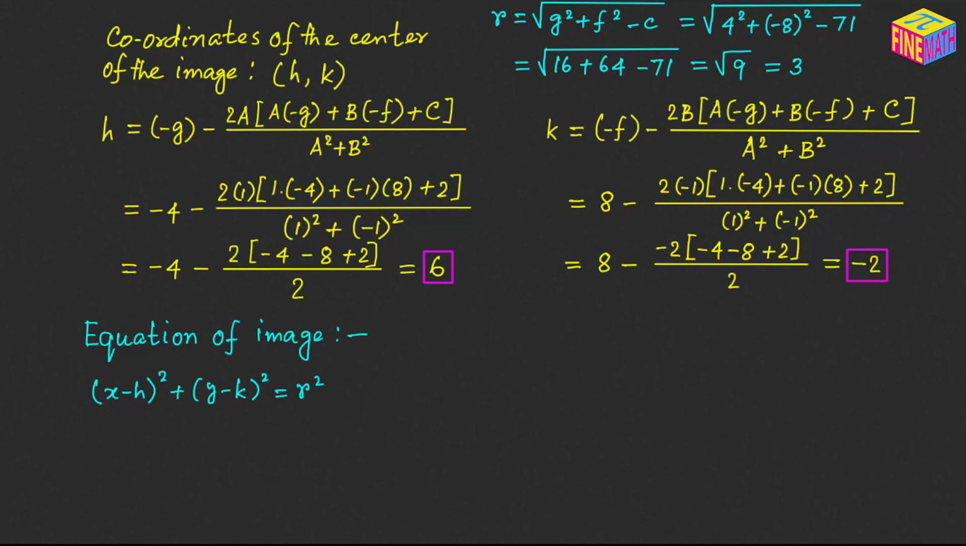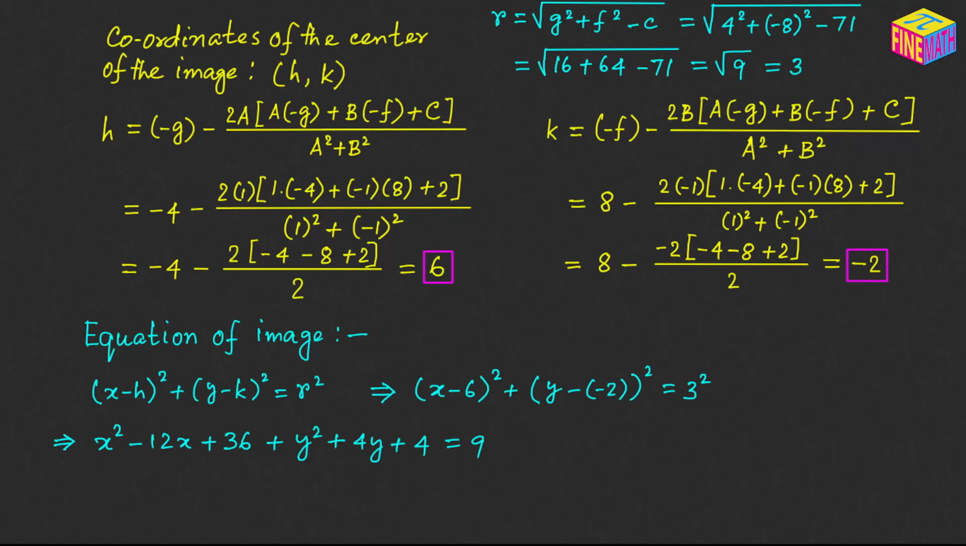We are going to use the general form of the equation of any circle, which is (x − h)² + (y − k)² = r², and here let's plug in the values of h, k and r. So the equation will look like this, and then if we expand and simplify, the equation is going to look like this, and if we rearrange the terms and bring everything to the left side, the equation is going to look like this. So that is the equation of the image of the given circle when reflected on that given line.